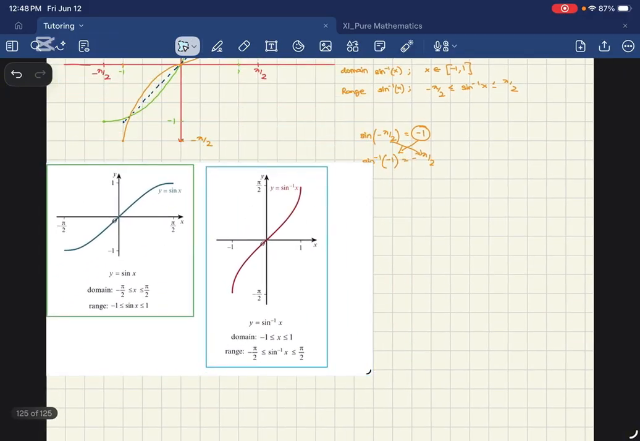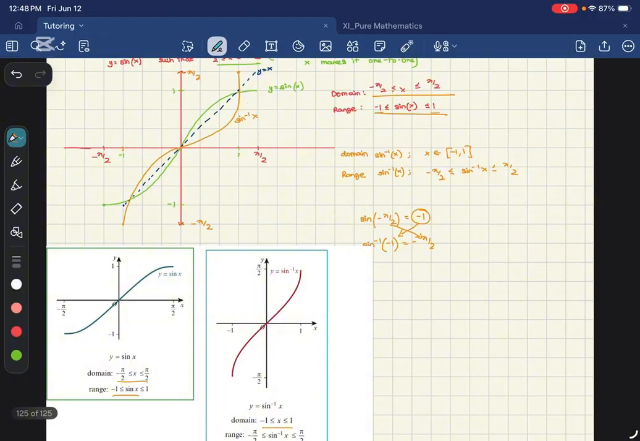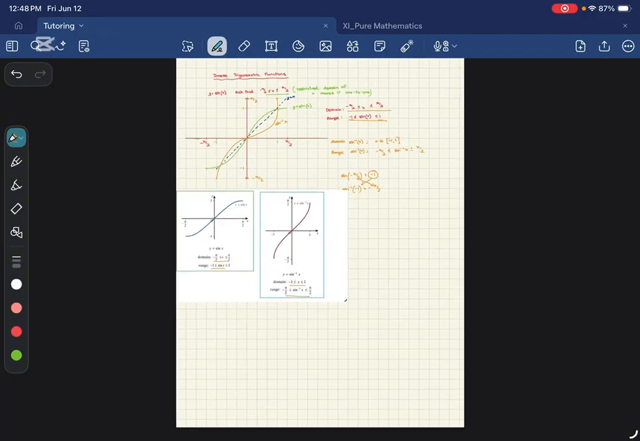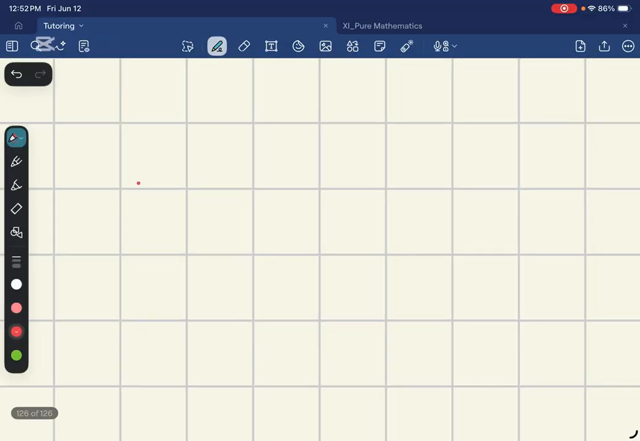You restrict your domain from this and your range here, and you get this domain and this range, and your graph looks something like this, as drawn in orange. All right, and you do the same thing. So let's make the inverse function for cosine of x.